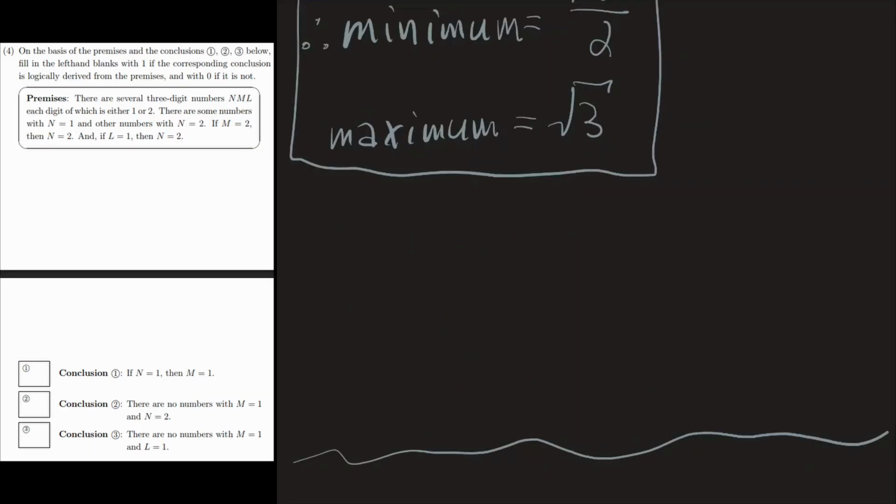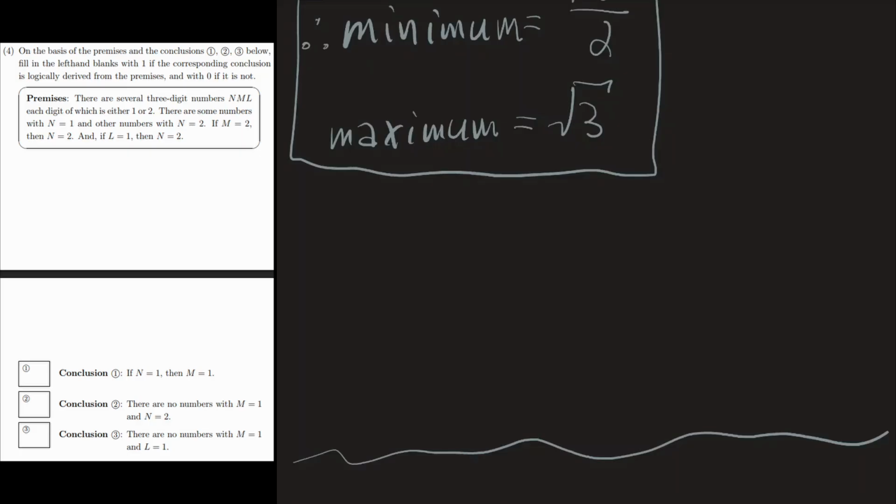So next is question 4, which says, on the basis of the premises and the conclusions 1, 2, 3 below, fill in the left-hand blanks with 1 if the corresponding conclusion is logically derived from the premises, and with 0 if it is not. There are several 3-digit numbers n, m, l, each digit of which is either 1 or 2. There are some numbers with n equals 1 and other numbers with n equals 2. If n equals 2, then n equals 2. And if l equals 1, then n equals 2.